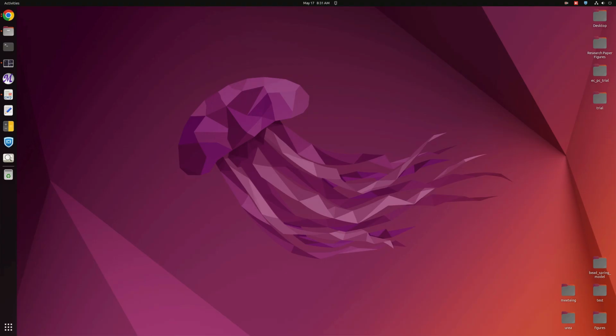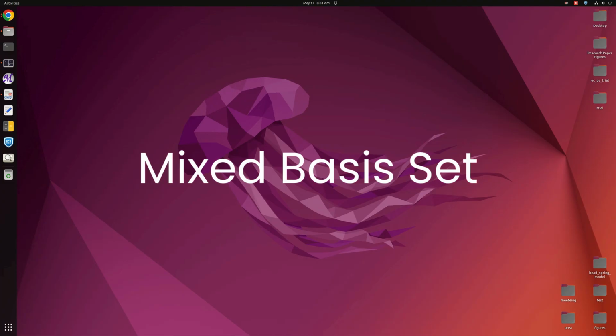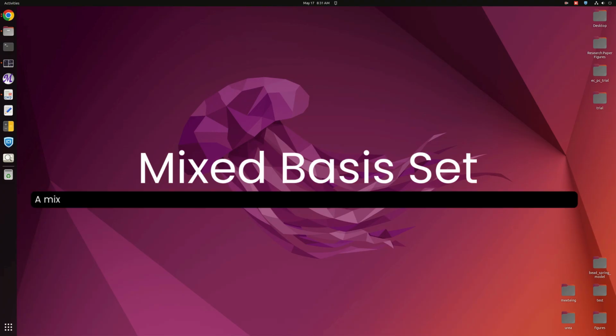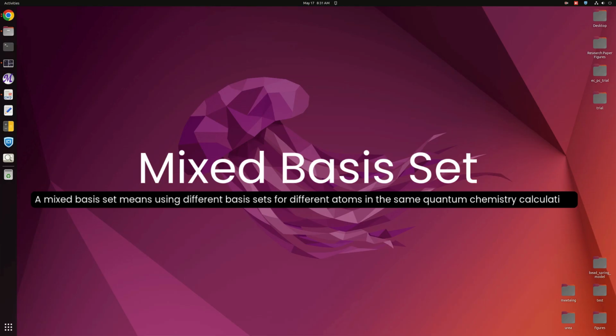Today we are going to see what a mixed basis set is. A mixed basis set means using different basis sets for different atoms in the same quantum chemistry calculation. Sometimes, in a molecular system, not all atoms need the same computational treatment.